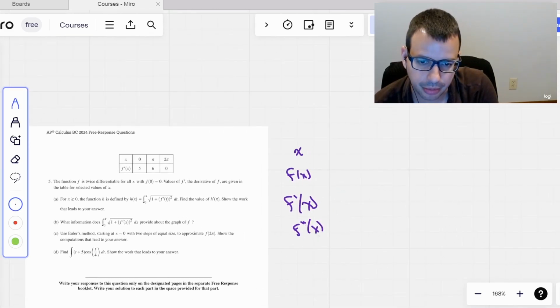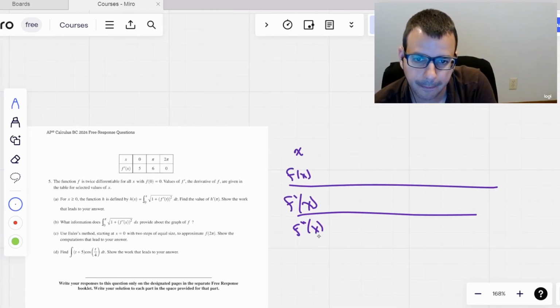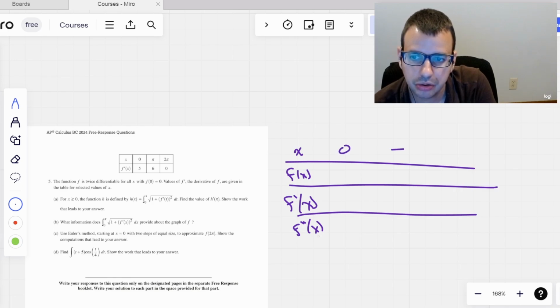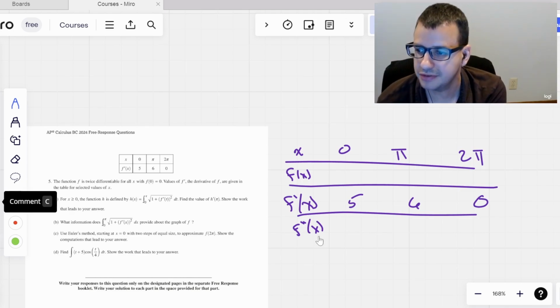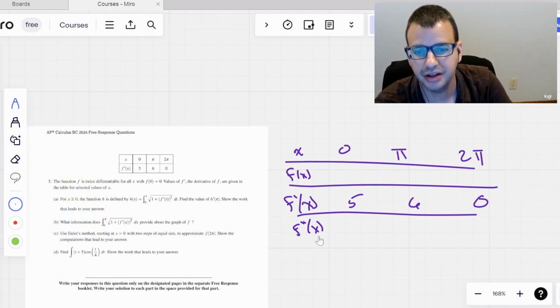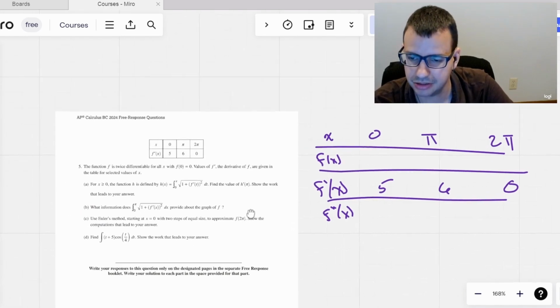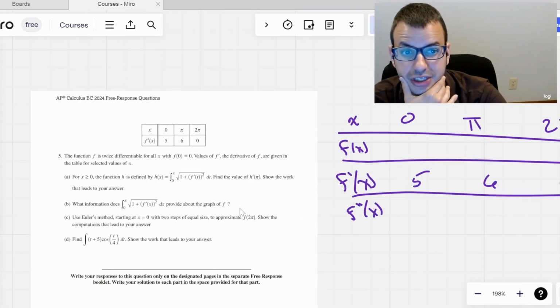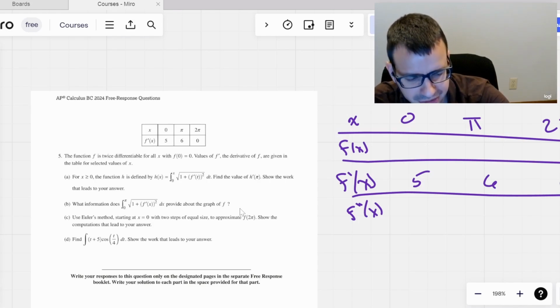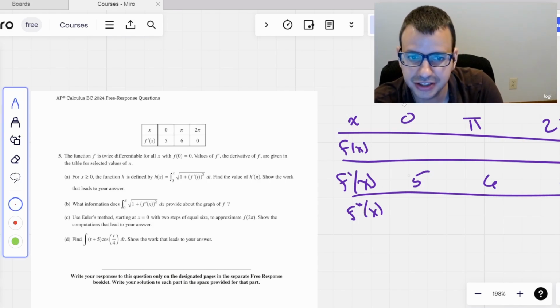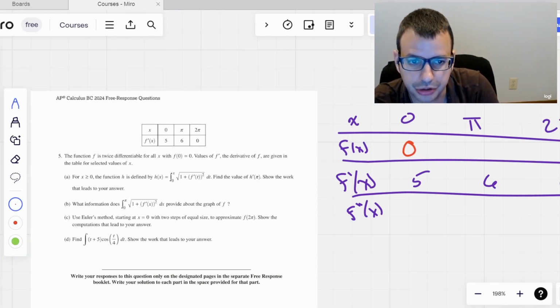It's just how I feel a little bit more comfortable. So it'll be 0, pi, 2 pi, 5, 6, and 0. And what I did is I just put f of x in the middle and f double prime of x on the bottom. I probably won't use f double prime of x, but I figured I'd put it there just in case. They also give us the info that f of 0 equals 0, so we can plug that point in.